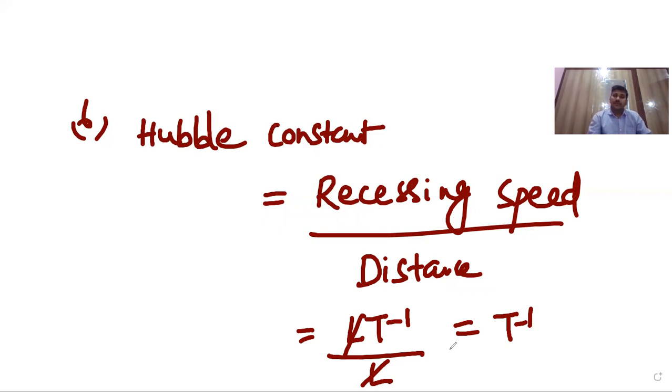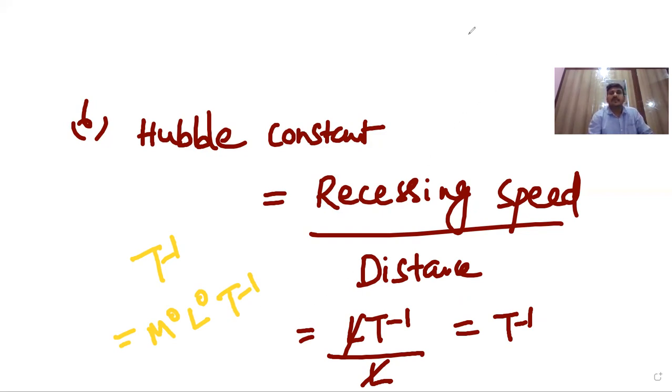So all the above parameters, angular frequency, angular velocity, and Hubble constant, and the remaining velocity gradient, are associated with a simple dimensional formula of T minus 1. Specifically, if you want to write, M to the power of 0, L to the power of 0, T minus 1.